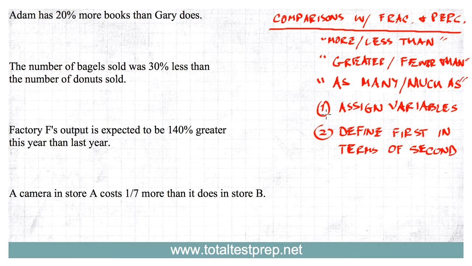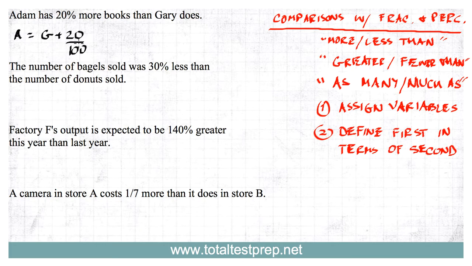And our first step is to assign variables. So let's say that A is the number of books that Adam has, and G is the number of books that Gary has. Adam's mentioned first, so we're defining A in terms of G. That means that A is going to equal G plus or minus something, or multiplied by or divided by something. The 20% more means that we add 20% to G.